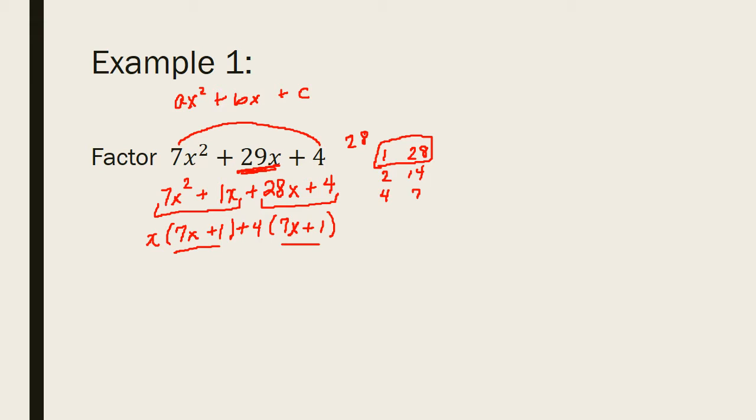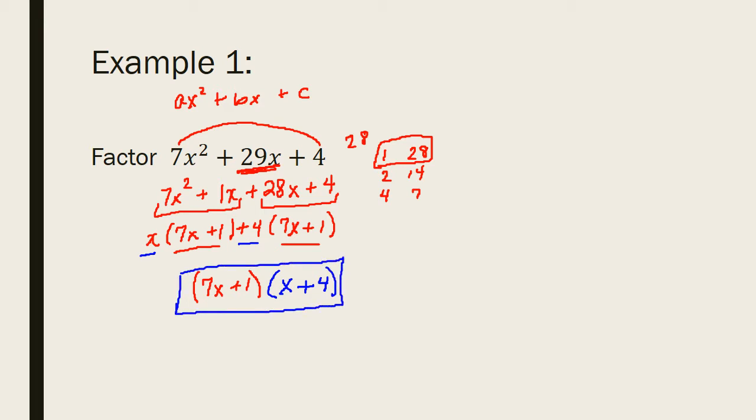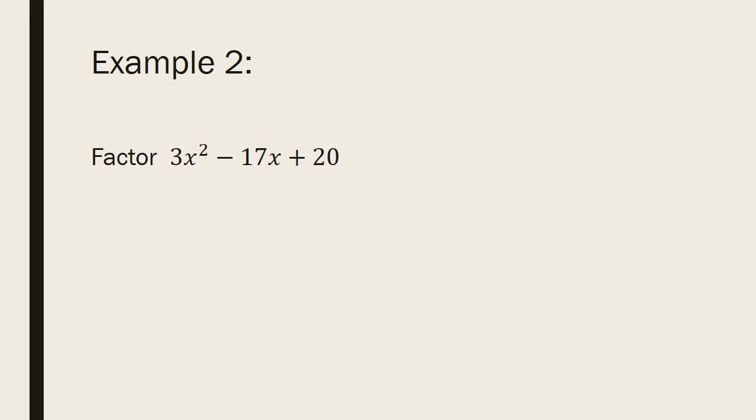You write that set of parentheses, you only write it once, 7x plus 1. And then the stuff outside the parentheses, this x and the plus 4, that goes in your other set of parentheses. And that's x plus 4. And there is your final answer. It is now factored. And if you were to FOIL this, you would get your original problem. That's how you would check to make sure you are correct. So let's go ahead and look at example 2.